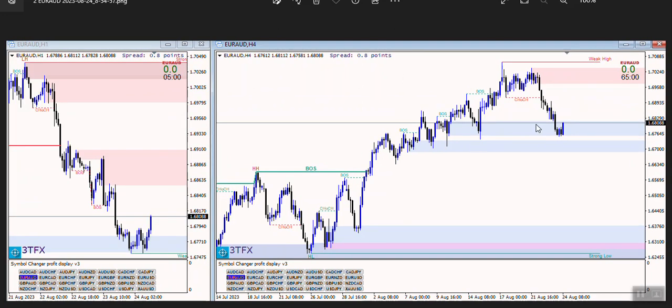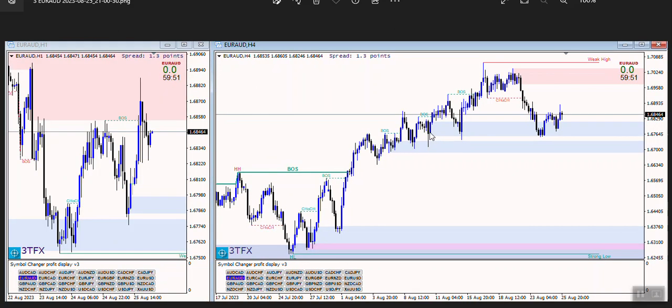When price got into this order block, price gave a bullish move, and I was expecting it to get to this zone. Though it has not gotten here, I'm still expecting that price will get to this order block. But currently, Euro AUD has given up to 1 to 15 risk to reward ratio. Now let's look at what happened.